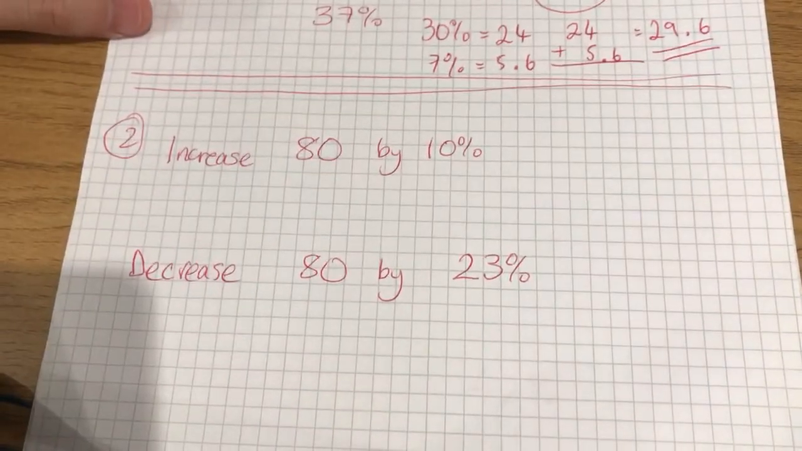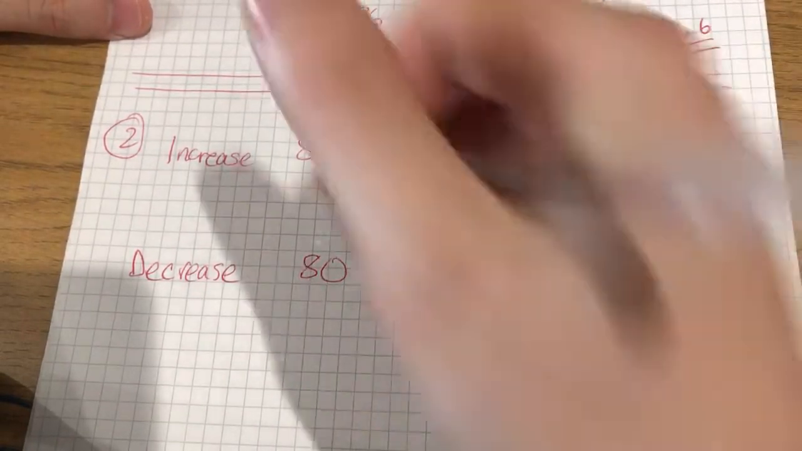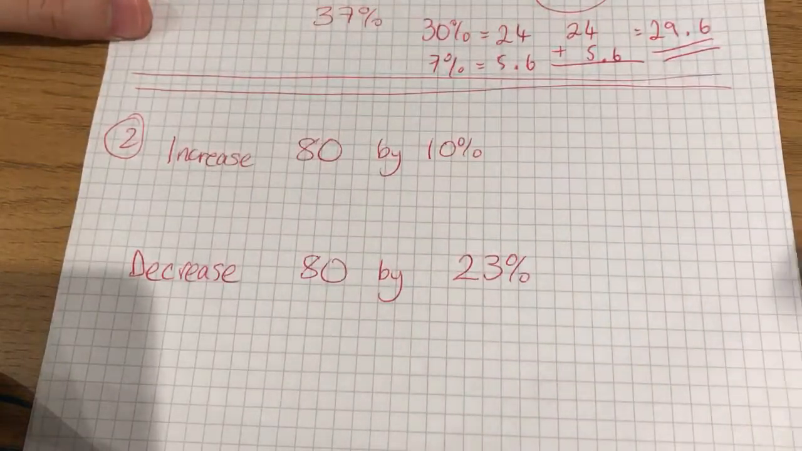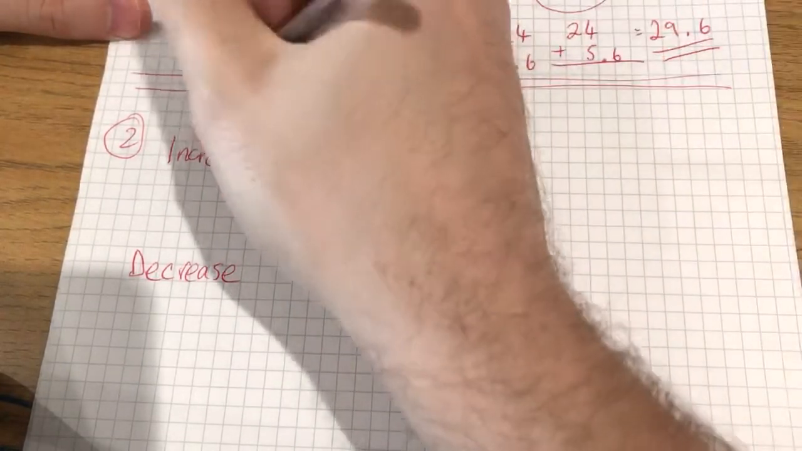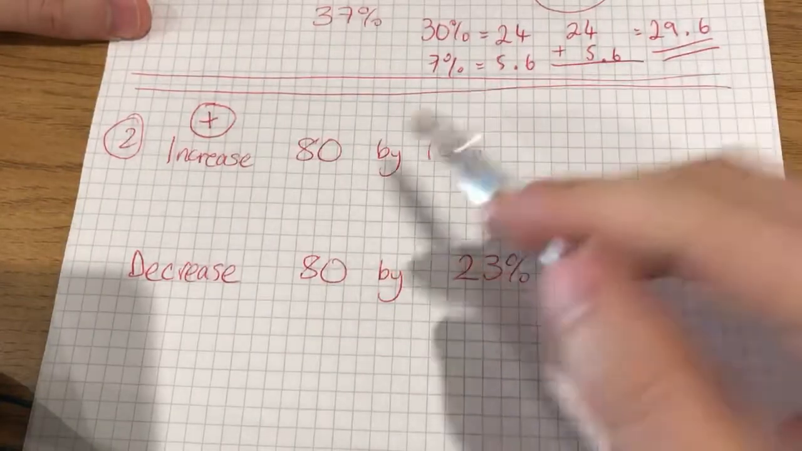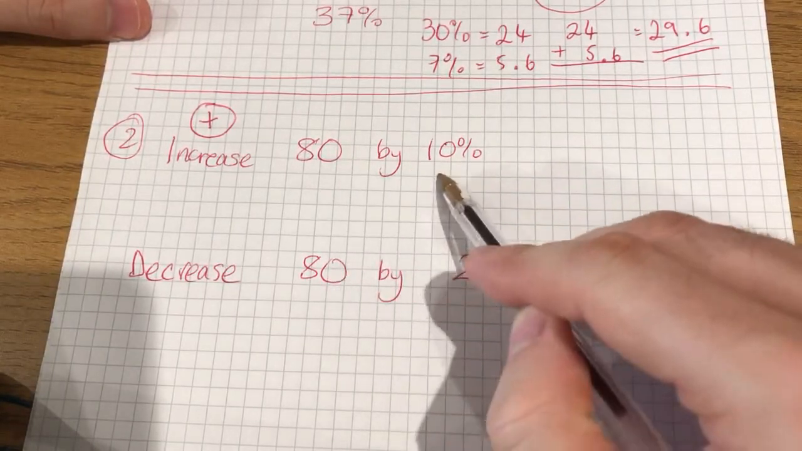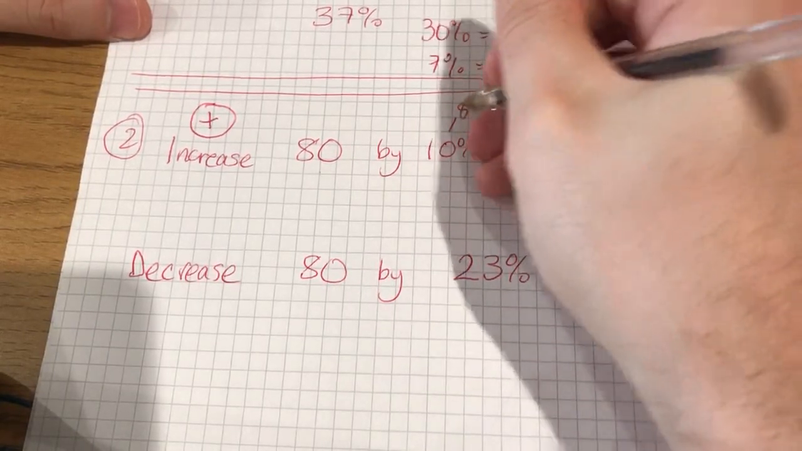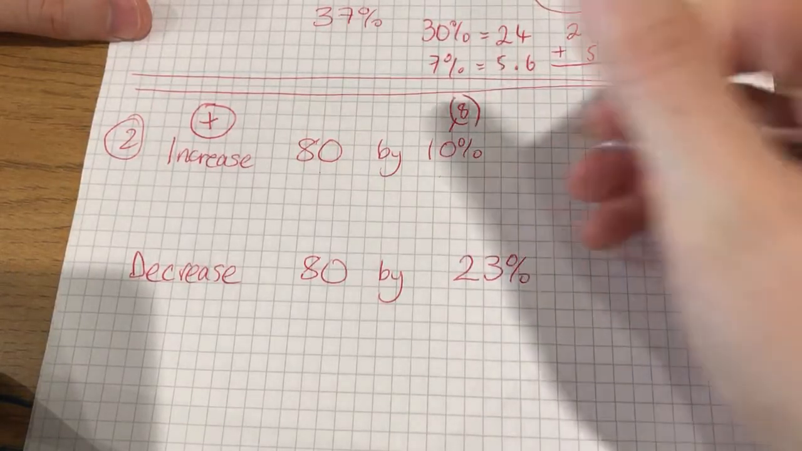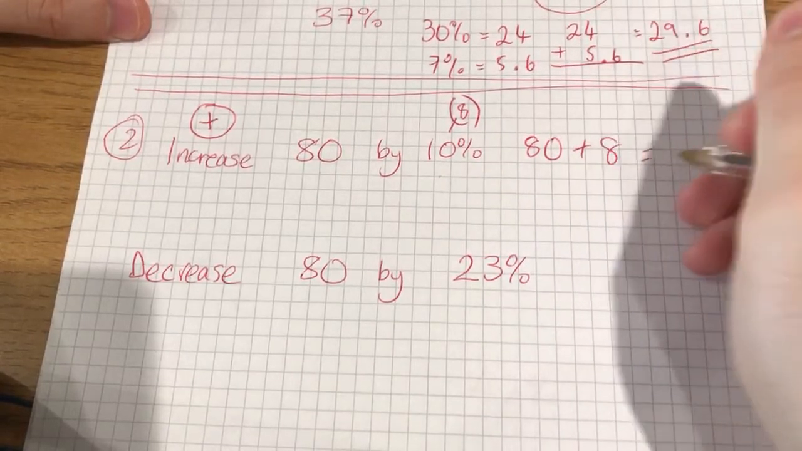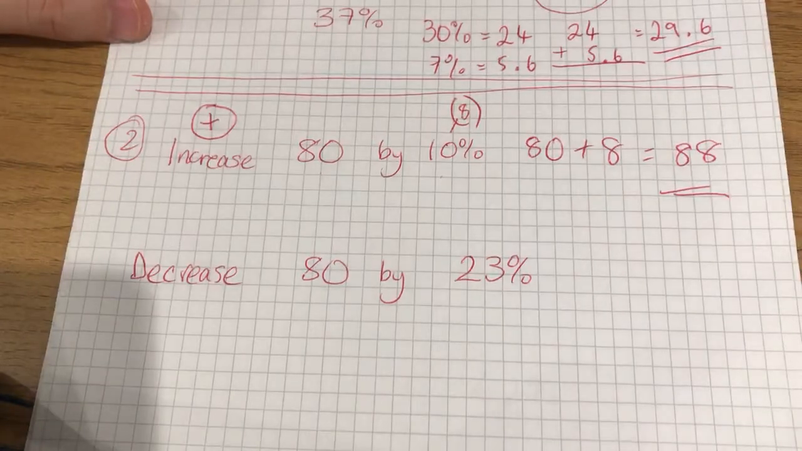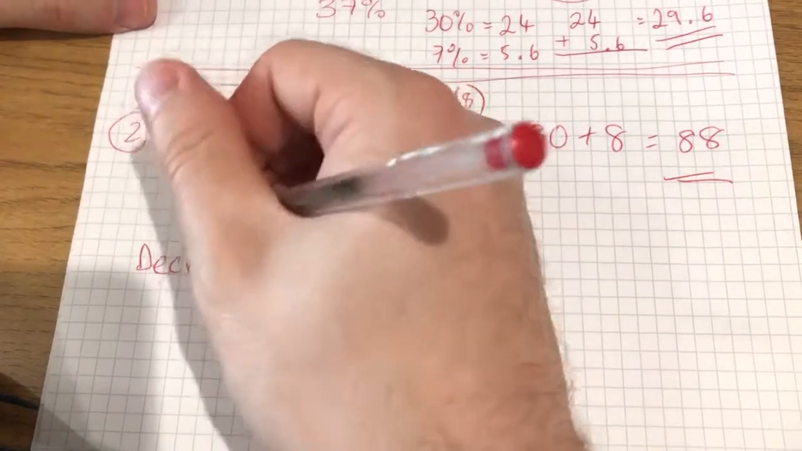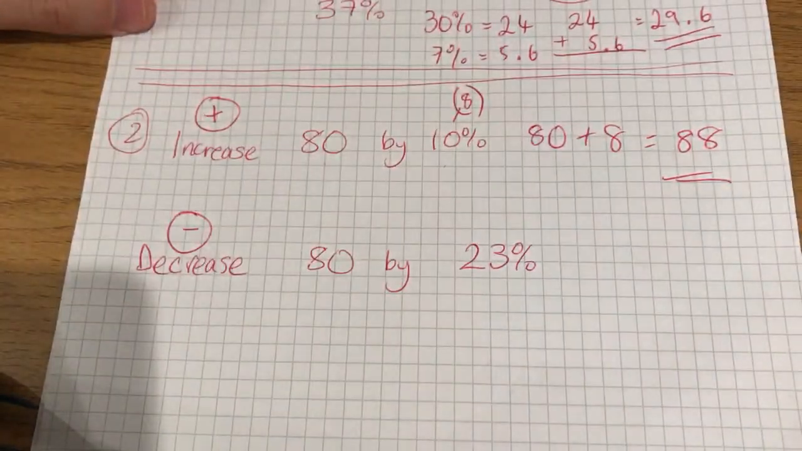What about increasing and decreasing by percentages? Well, increase, it means you start with a certain number and you increase it. Basically means you add it on. So I take my 80. I find my 10% first, which I remember is 8. And I just do 80 plus 8, 88. With decrease, exactly the same, but I take it off.